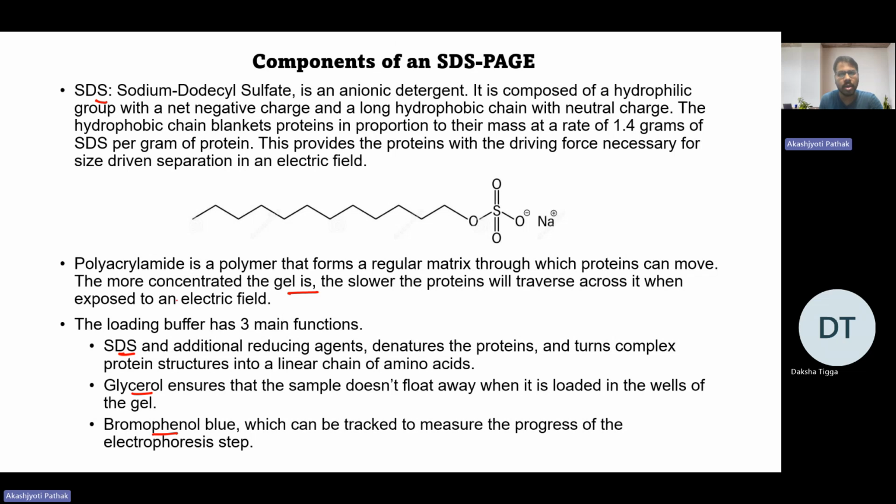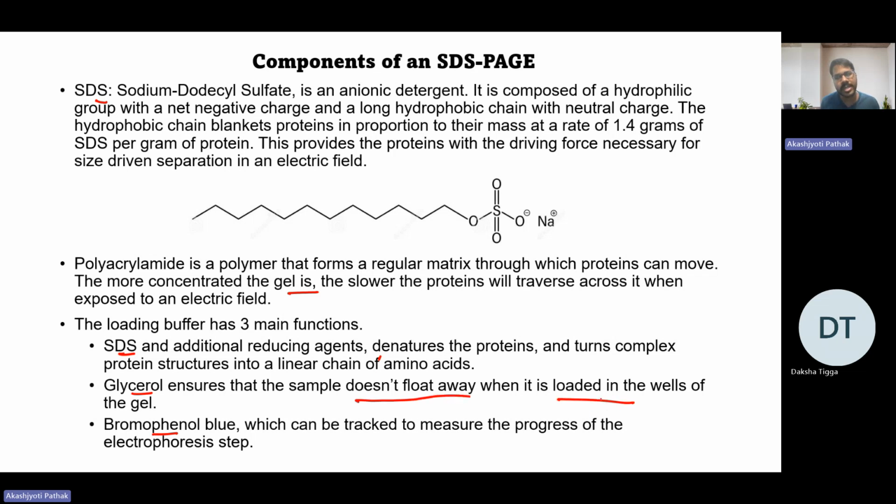And the glycerol, what is the function of glycerol? So glycerol adds weight to your protein. So when you are loading the sample into the well, the sample can leak out of the well. So this glycerol, because it is very viscous, gives it a particular density so that the sample doesn't float away when it is loaded in the well.